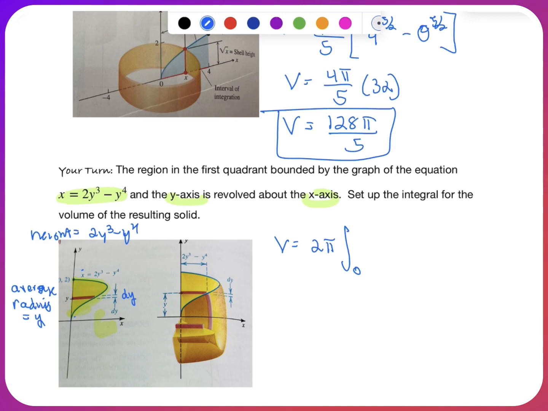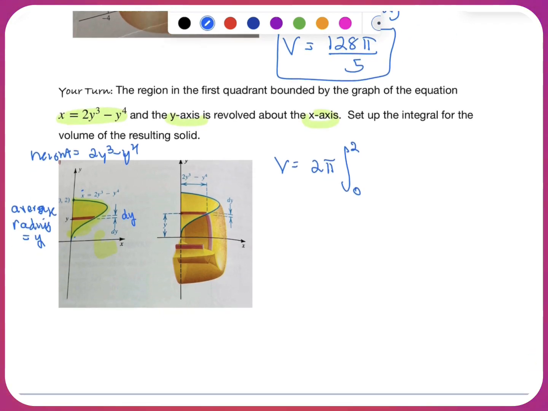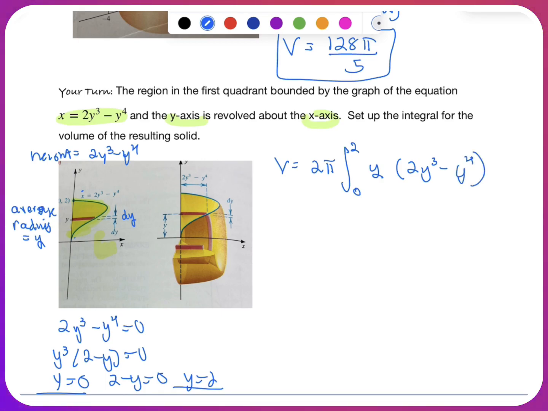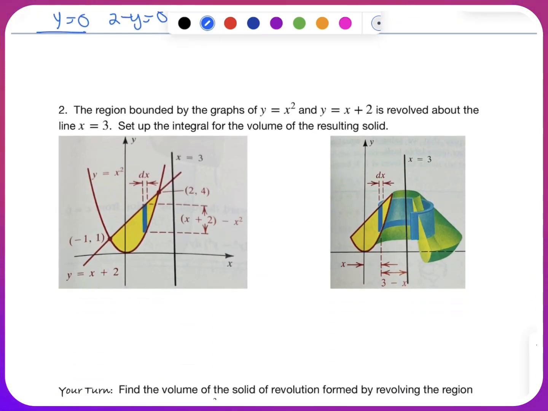Now we need to figure out our beginning and ending in the integral. To set this, you can set the equation 2y cubed minus y to the 4th equal to 0 to get the 0 to the 2. We can look at the graph. They figured it out in the graph. But this is how you do it if you did not have the graph already done. So our limits of integration are going to be 0 to 2. And we have y times our 2y cubed minus y to the 4th times dy. And that's it. That's the integral. That's how you would find the volume.